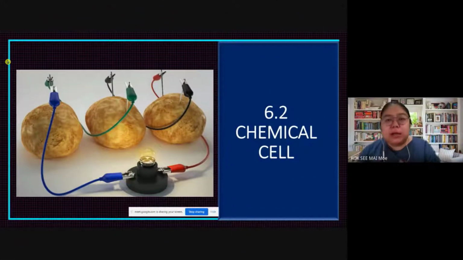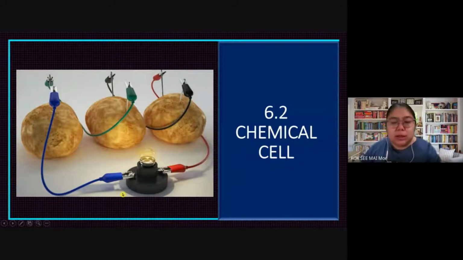Okay, from the second one, this one is a chemical cell. Chemical cell means we're using the chemical to produce the electricity. So you can see the diagram. They're just using the potato. After that, they join the metal. Then after that, they join the bulb. So finally, the bulb can be lit up. So that means we're using chemical things to produce the electricity.